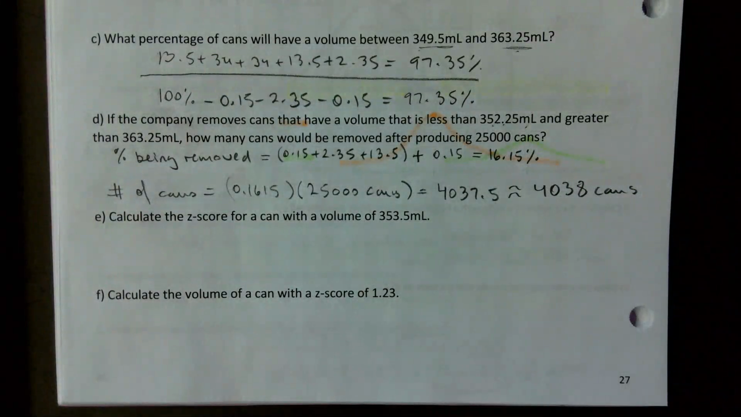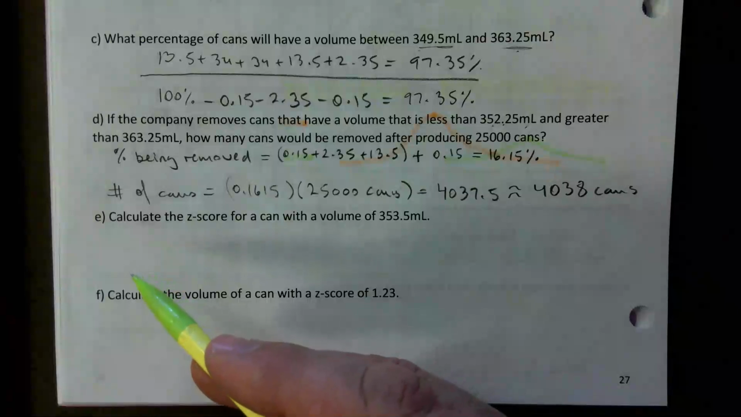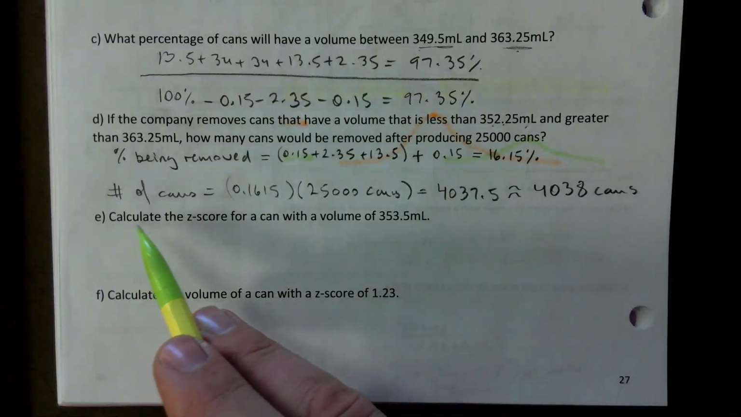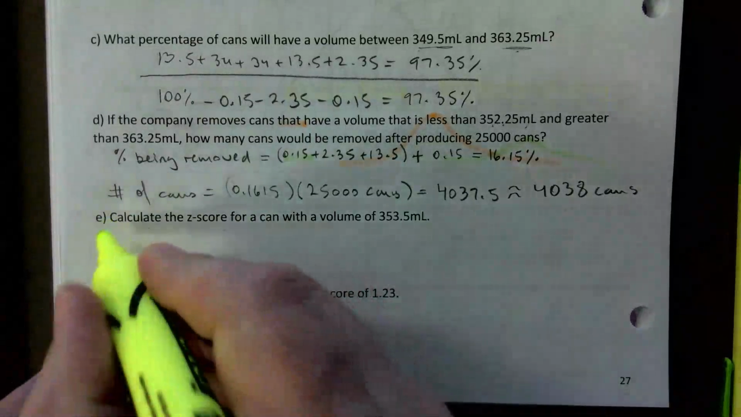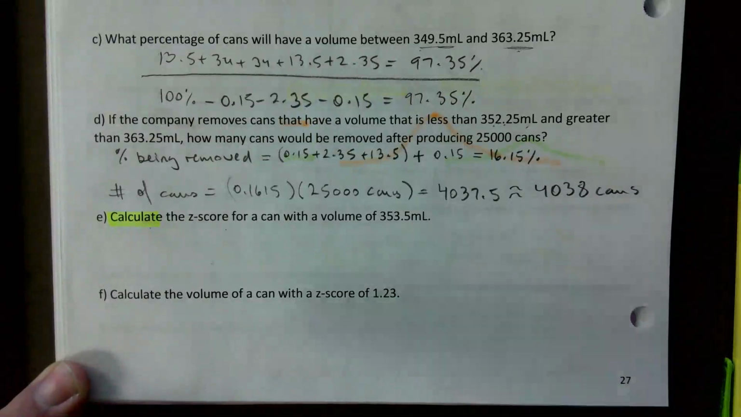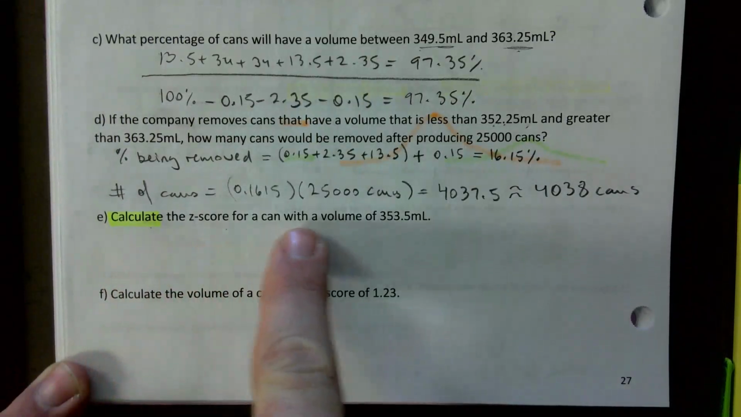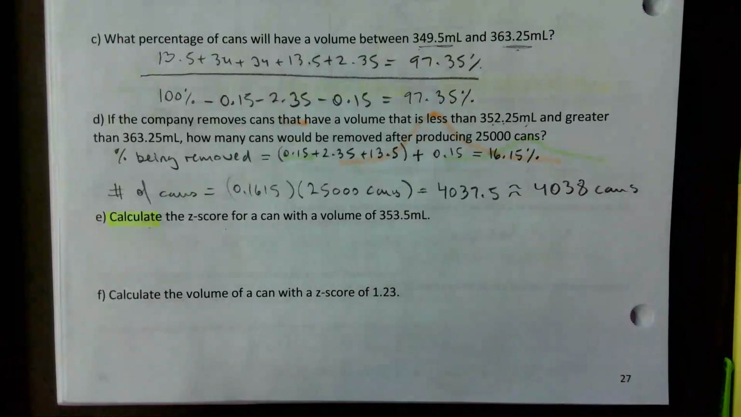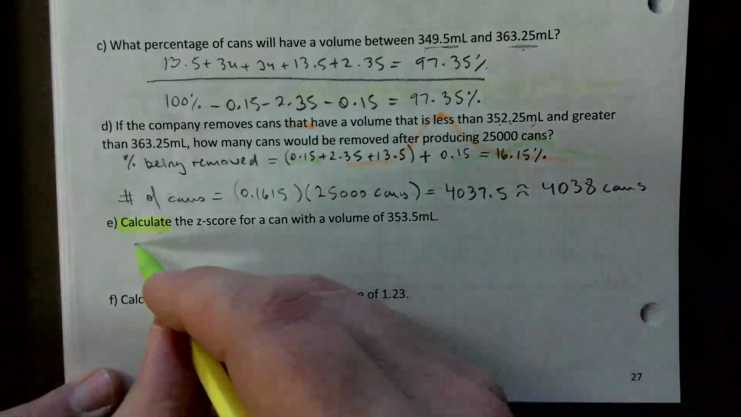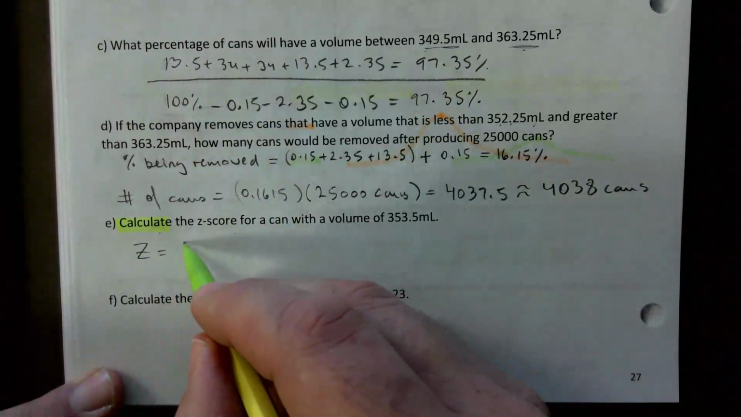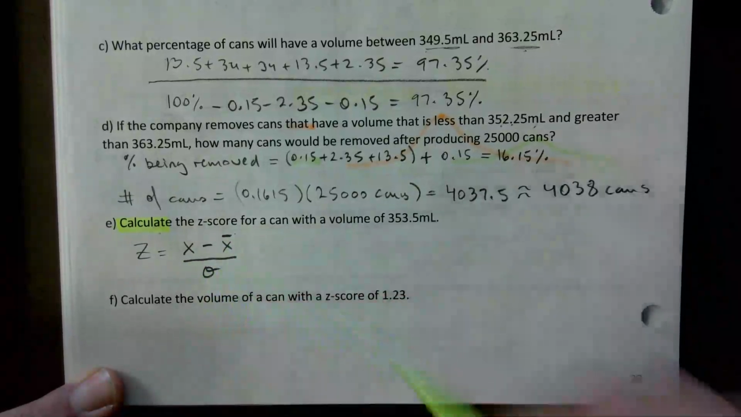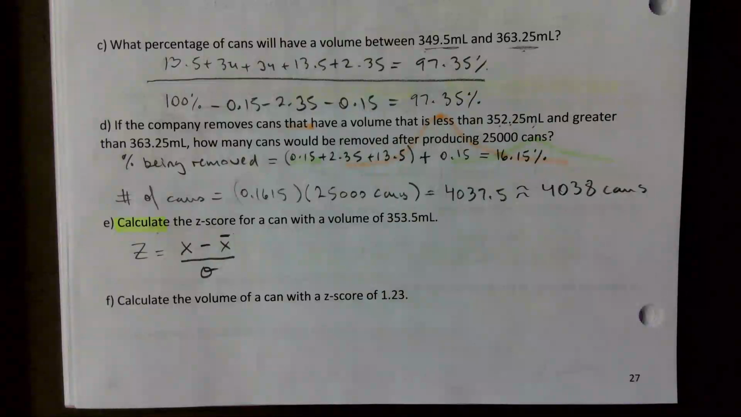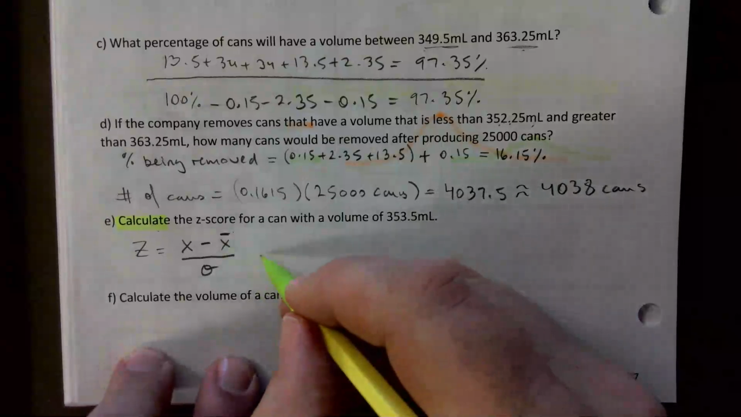These two I haven't done yet. I don't know if you tried it, but it says calculate the z-score, with emphasis on the calculate. I will do that here, and then we'll go back in our notes and do it one more time. Calculate the z-score for a can with a volume of 353.5. This is the formula. The z-score is x minus average divided by standard deviation. This formula is on page, I'll tell you later. I don't remember right now.